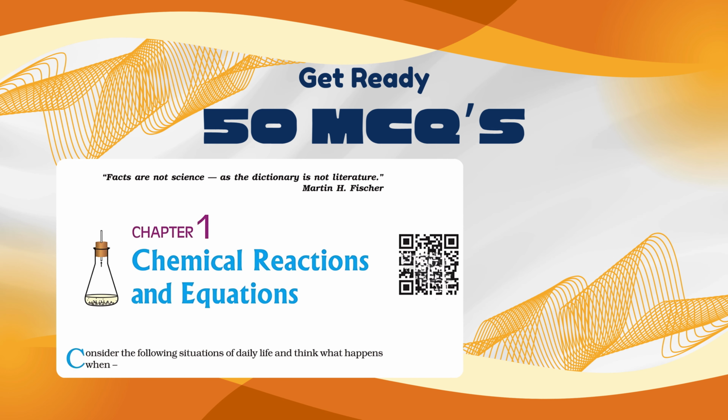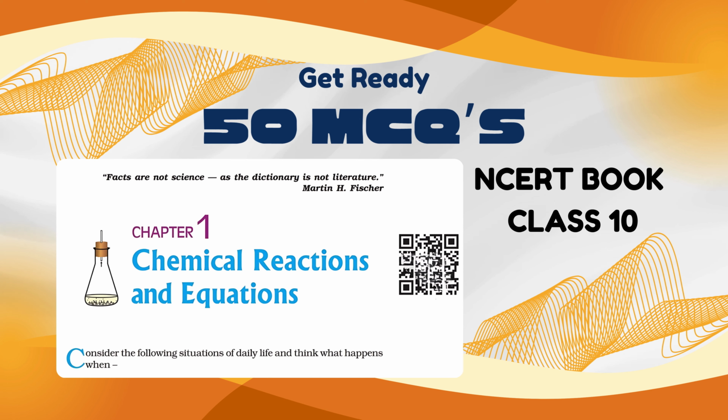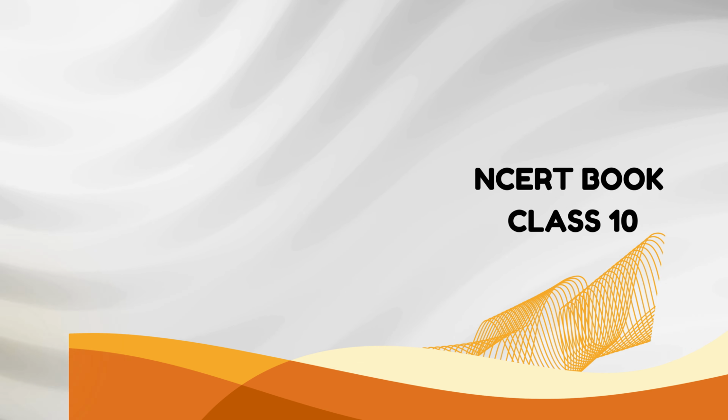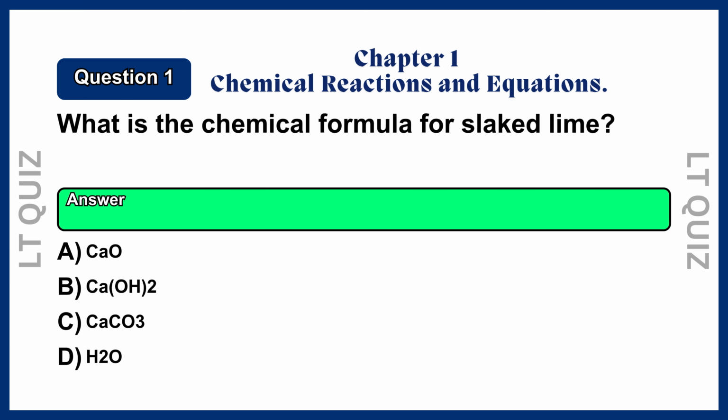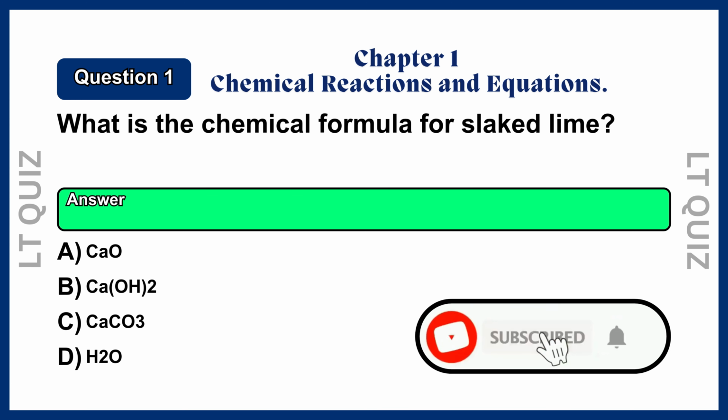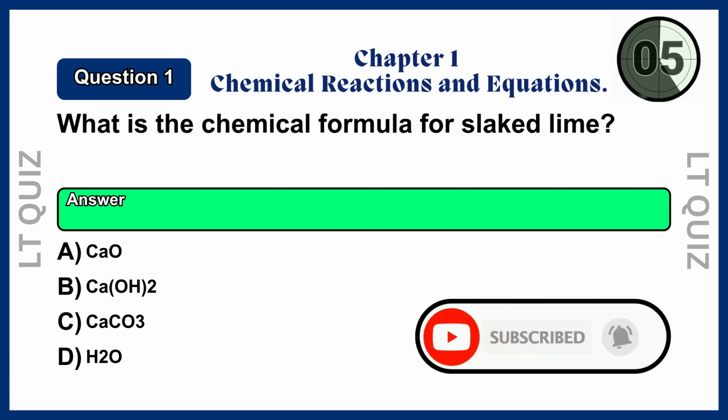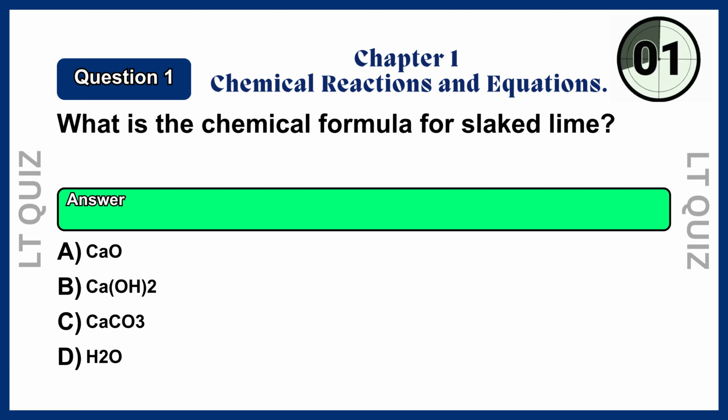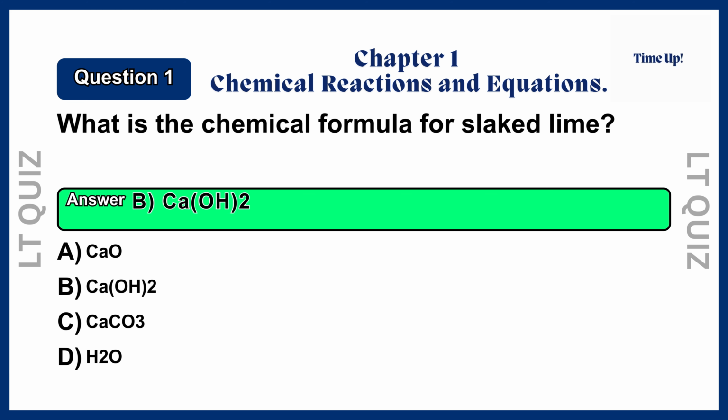Get ready for 50 MCQ quiz on chemical reactions and equations from NCERT book, Class 10. What is the chemical formula for slaked lime? The correct answer is option B.